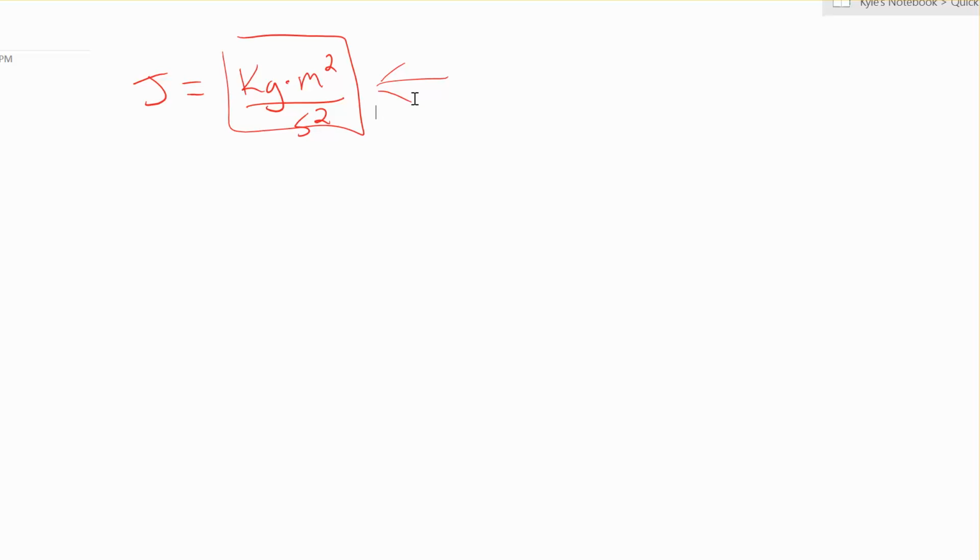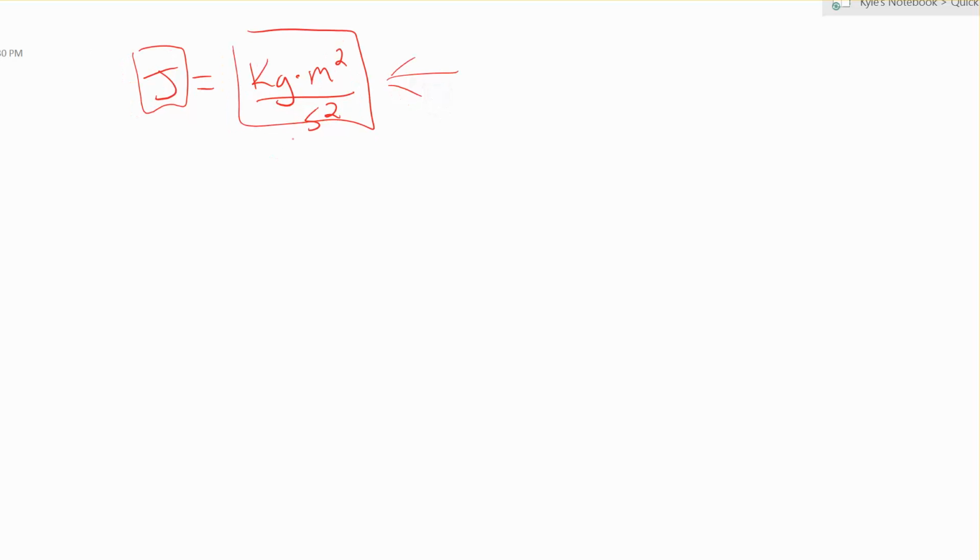Oh, and what we did here, the joule, we just called it a J because it's easier than saying kilograms times meters squared divided by seconds squared every time. So for short, we said joule. But yeah, I just want to show you where we get this from.